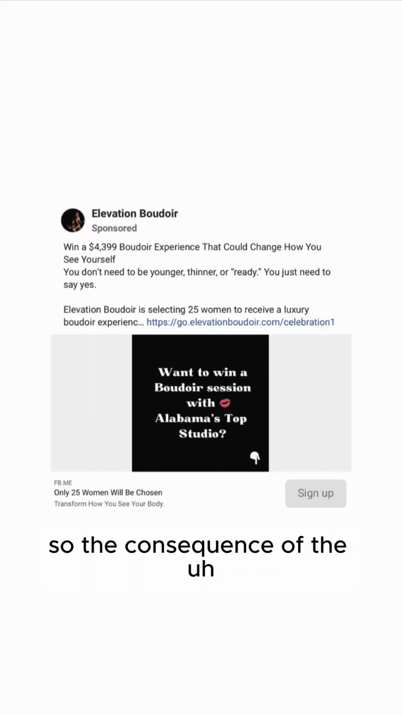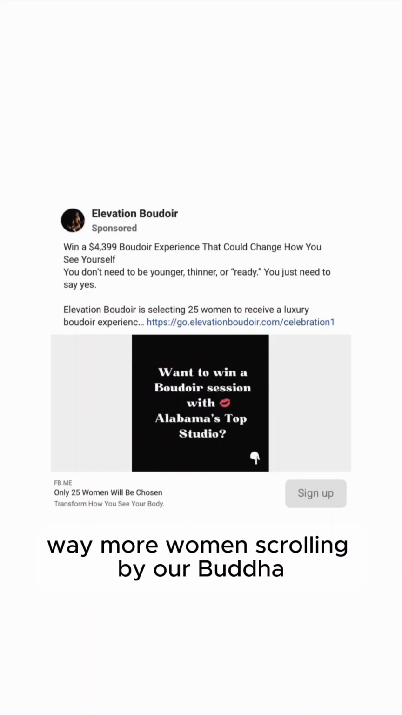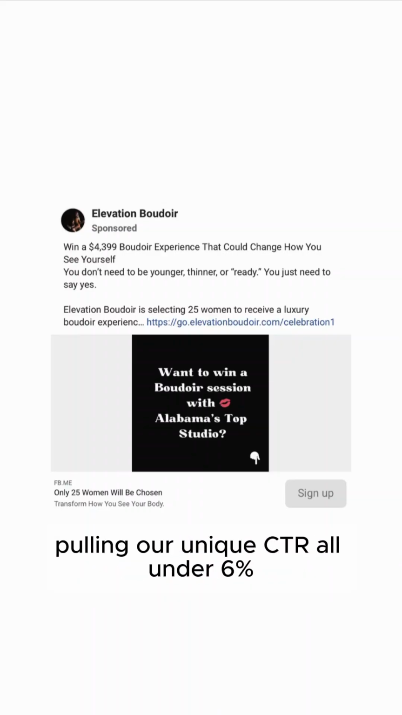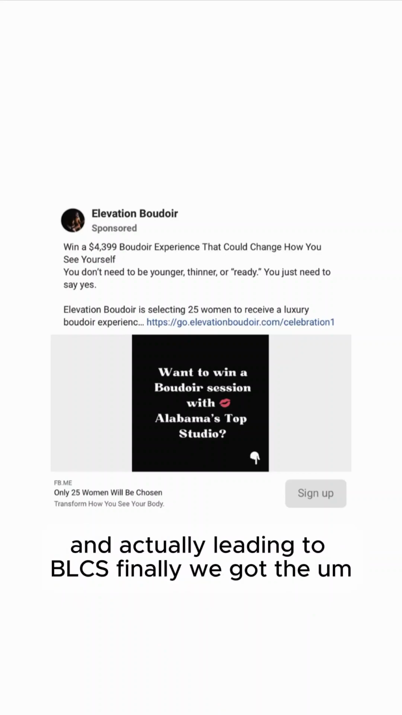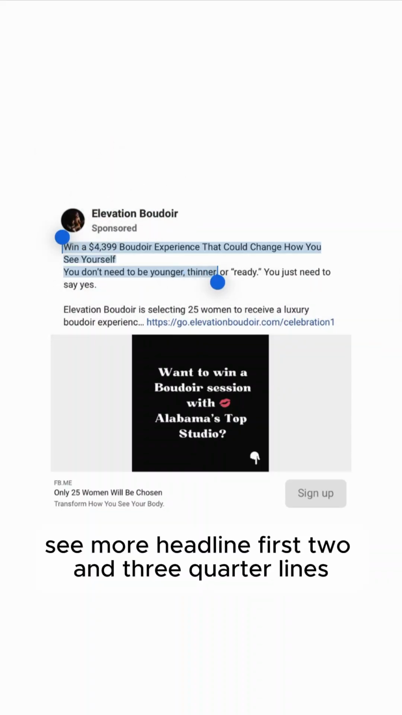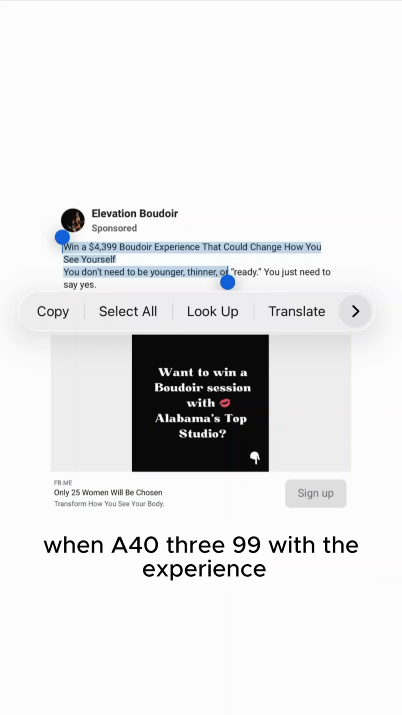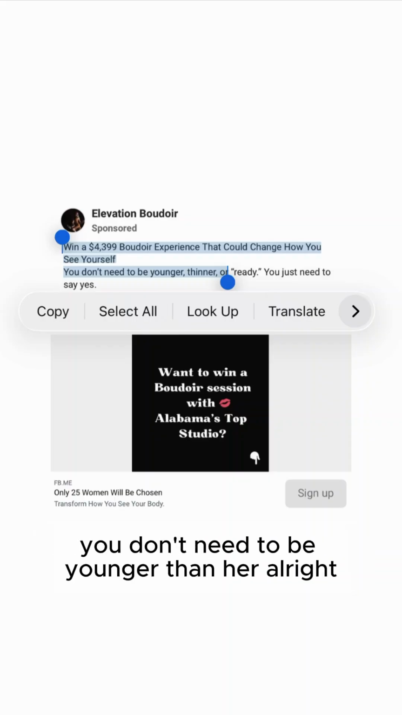So the consequence of the looks like an ad mistake is that we're going to have way more women scrolling by our Boudoir Facebook ads than necessary, pulling our unique CTR under 6%, and actually leading to BLCS. Finally, we got the see more headline, first 2 3/4 lines, Facebook mobile news feed. Win a $43.99 Boudoir experience. It could change how you see yourself. You don't need to be young or thinner.